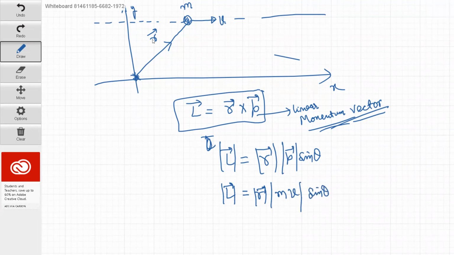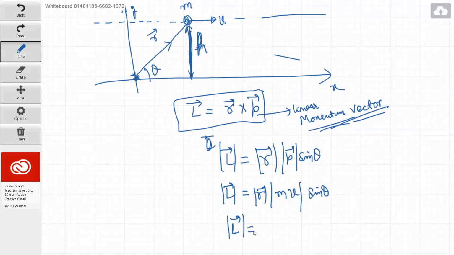Now suppose this is the r vector, this is theta. Then what is mod r sine theta? Mod r sine theta is this distance. This distance is h, isn't it? So similar to the definition of torque, the angular momentum is defined as mass into velocity into r sine theta. R sine theta will be equal to h. Is this okay? So the magnitude of angular momentum will be equal to mv into h.